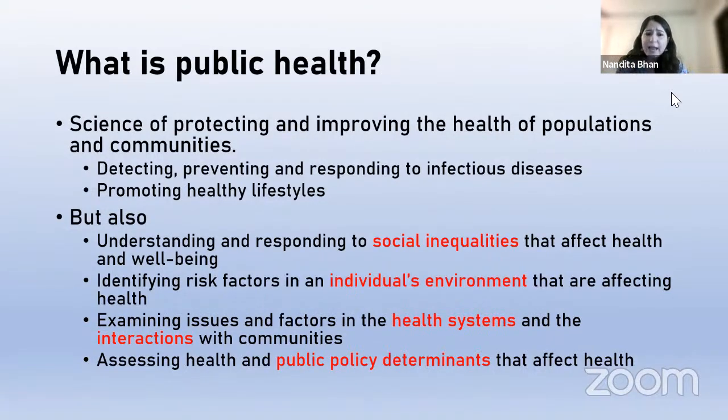Third is looking at issues and factors in the health system and interactions with communities. I think many of you are doctors and are familiar with the fact that India's health system is a pretty diverse set of providers. So we have the public health system, which is divided into three tiers. But you also have a range of private health providers. Some of them are big, like corporate hospitals. Some of these are small. Some of these are even maybe illegal or of lower quality. So there's a wide range of available health providers.